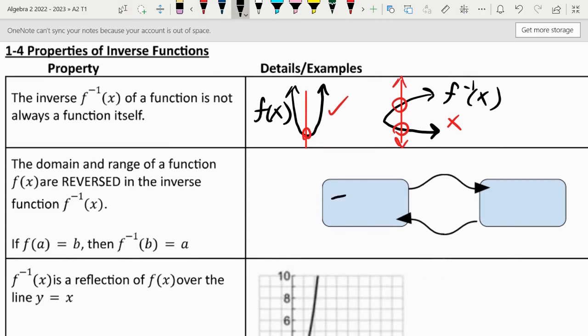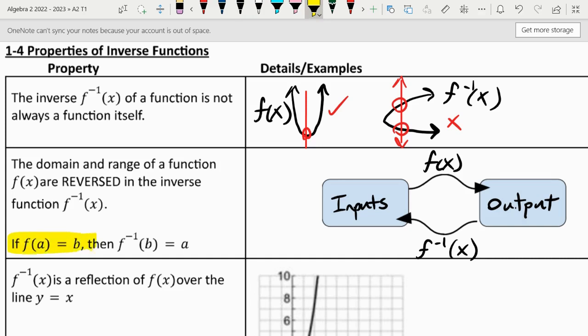Also true about inverse functions: if you have your inputs going to your outputs via some function, f of x, the way to take those outputs back to the inputs is by having an inverse function, f inverse of x. That's essentially what it says right here. If you have f of a is equal to b, then f inverse of b is equal to a. If we use real numbers, we could say that f of 1 equals 3, then f inverse of 3 is equal to 1. So inputs go to outputs.